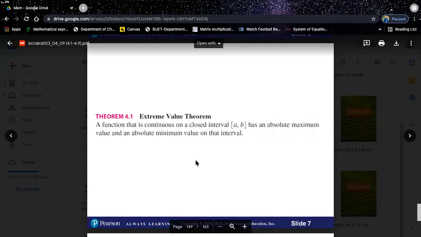It's continuous at all points on the interval. No, I'm talking about a closed interval. Don't worry about the continuity or anything else. Like it includes both ends of the interval. Exactly, that's it. It includes both endpoints. That's what a closed interval would mean.